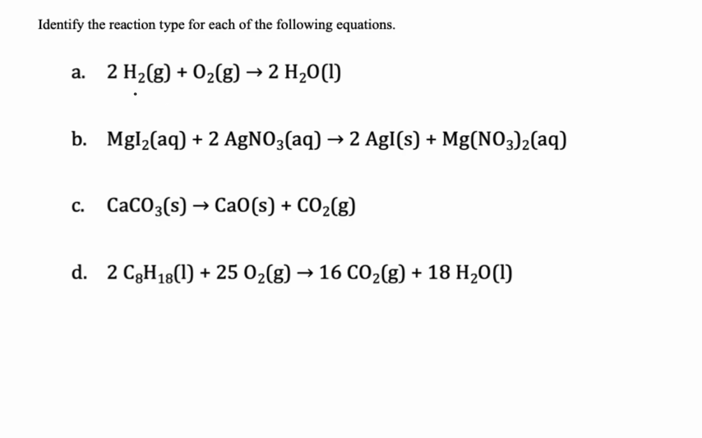This first one shows hydrogen gas combining with oxygen gas to make water. That is a synthesis reaction. Here we see that iodine switches partners. It was with the magnesium, and then later the iodine goes together with the silver. And the nitrate there switches from being with the silver to being with the magnesium at the end. That is a double replacement reaction.